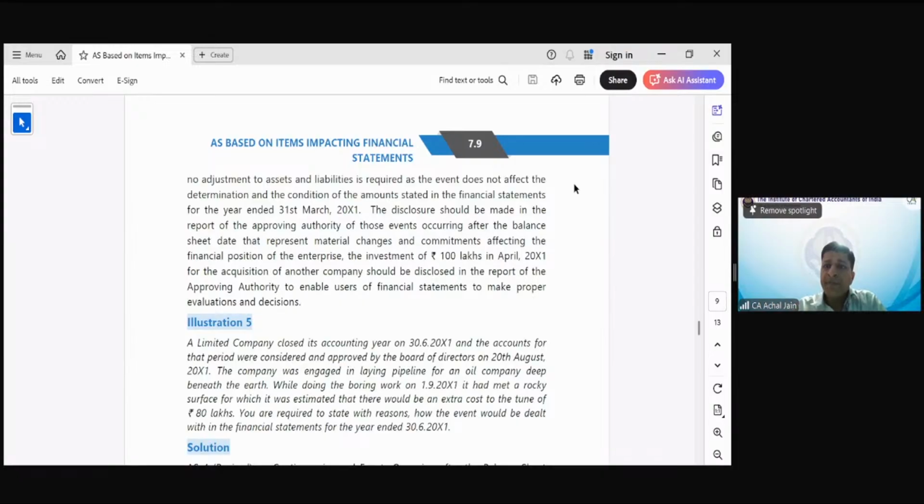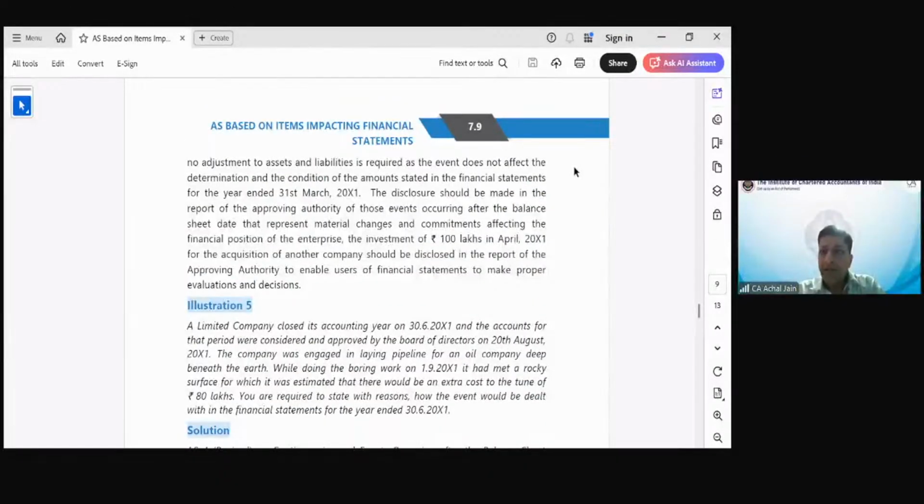Over to you. Asta, I'll have to come to your queries. Maybe let's discuss this and then I'll come to your query. Quickly. So how will you deal with this situation? Do you call this an adjusting event or non-adjusting event? What's the reason? Yes, quickly.